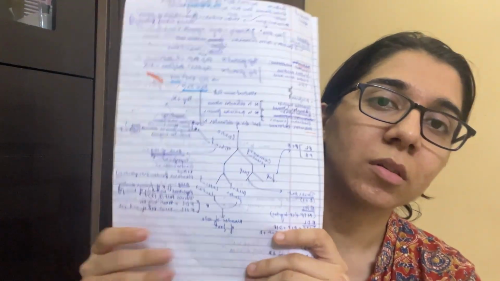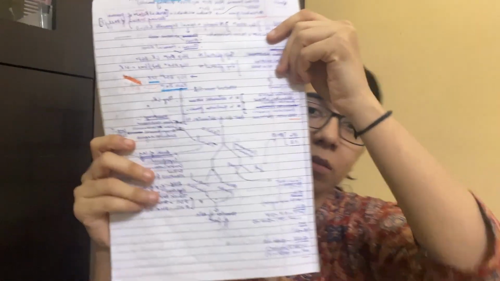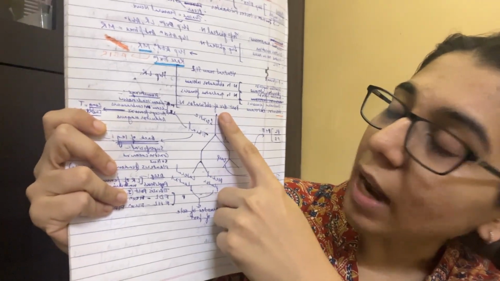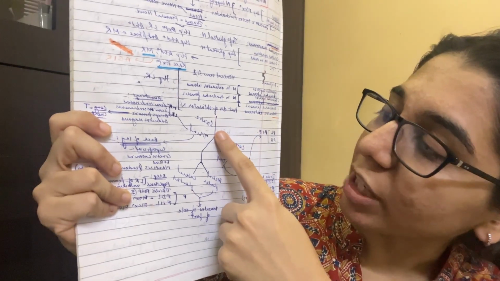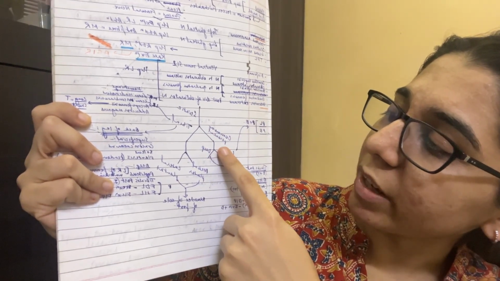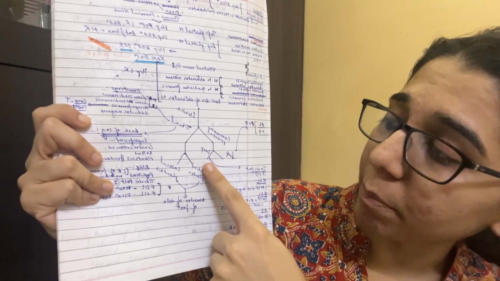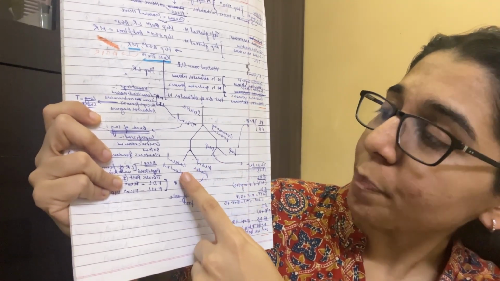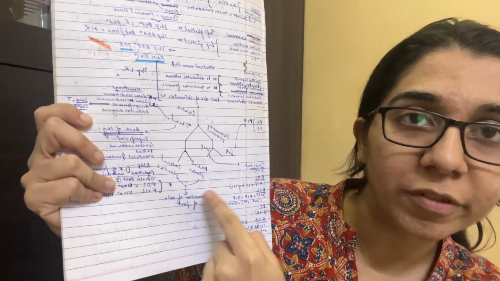I had made a chart for lower limb. This is how you can do for lower limb and upper limb as well. So in this, I have started with sciatic nerve. Sciatic nerve divides into common peroneal, tibial. Common peroneal divides into superficial peroneal, deep peroneal, and then tibial divides into medial plantar, lateral plantar, and so this is the nerve supply.